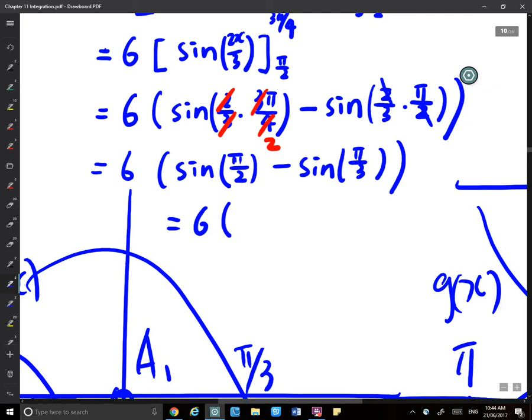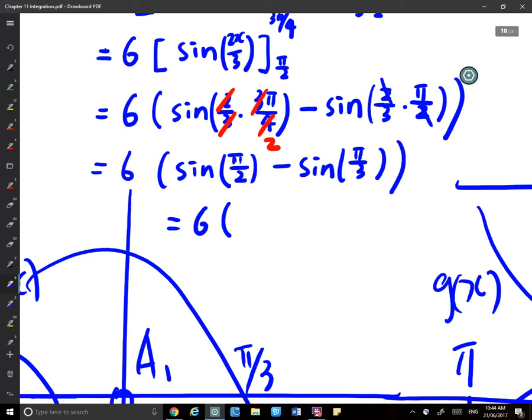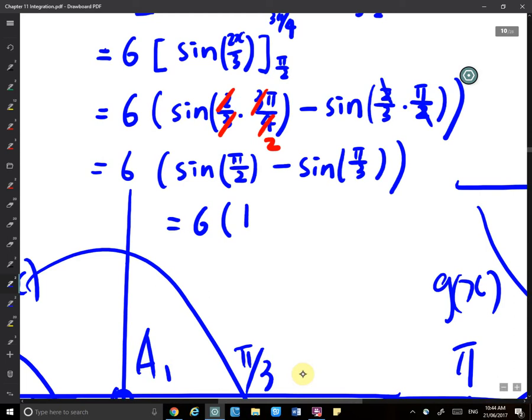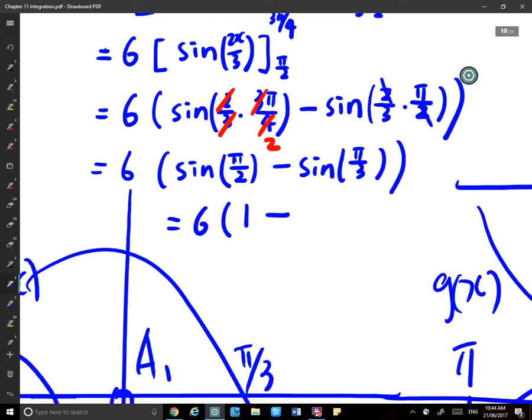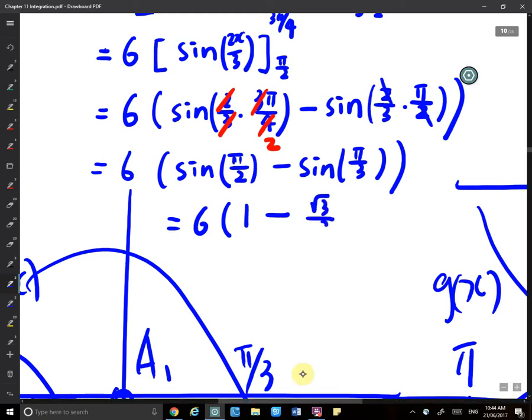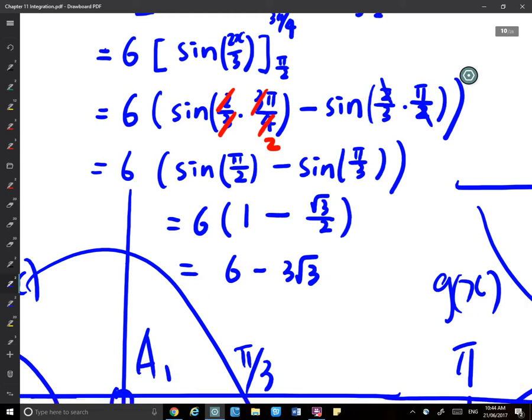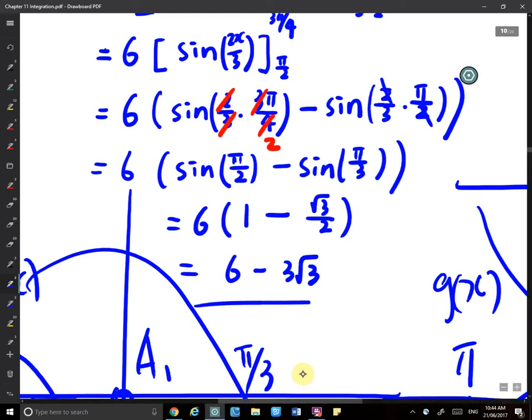So what is sine pi over 2? What's sine pi over 2? 1. Okay. Sine pi over 3? Root 3 over 2. Okay, so you can leave your answer like that or you can expand that. I would like to expand it. 6 minus 3 root 3. Both ways are correct. You can leave the factorized form or you can do the expansion form.